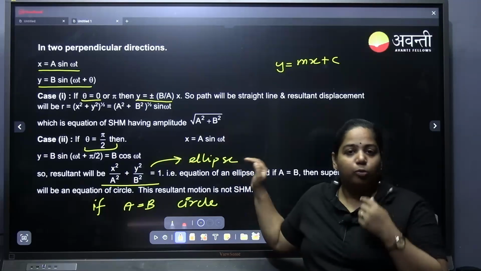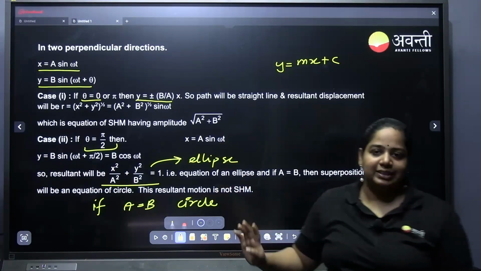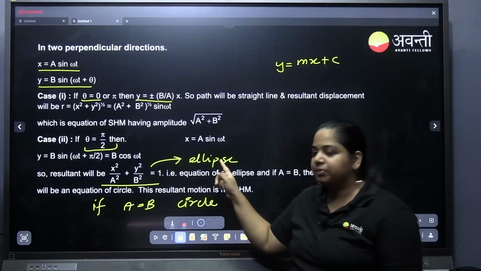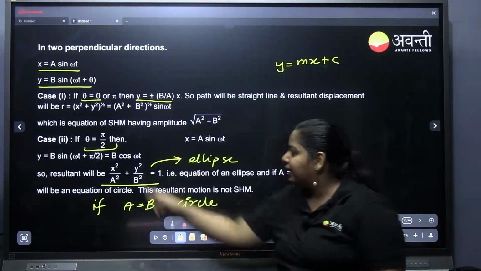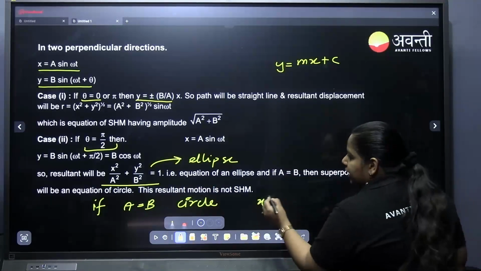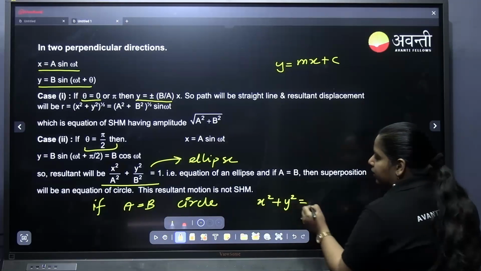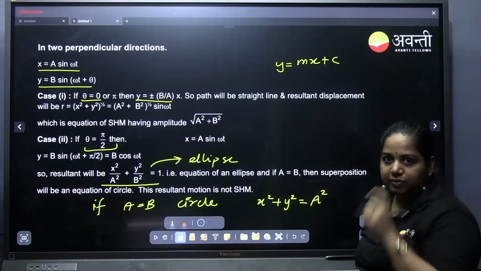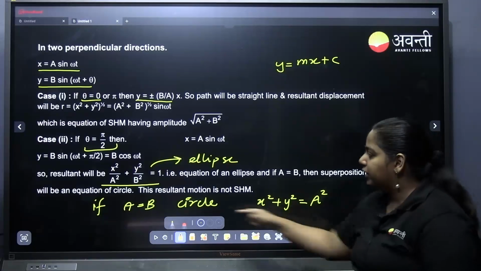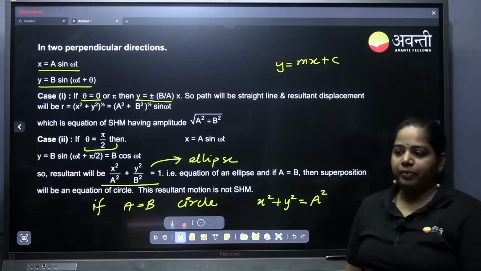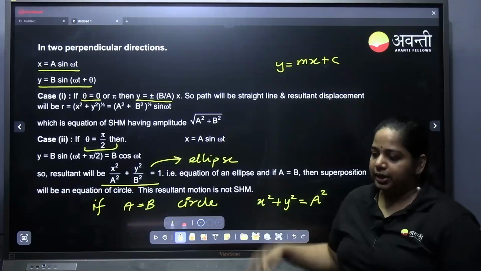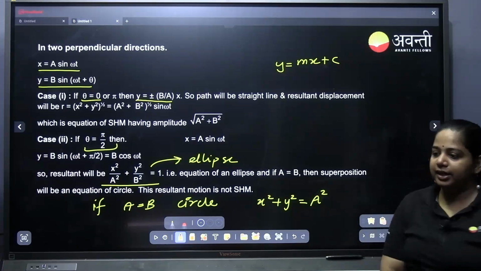It is from conic sections, we are not randomly saying this is the equation of an ellipse. If a equal to b, then you can write it as x square plus y square equal to a square, right? So this is the equation of a circle. So two cases. Is that clear?